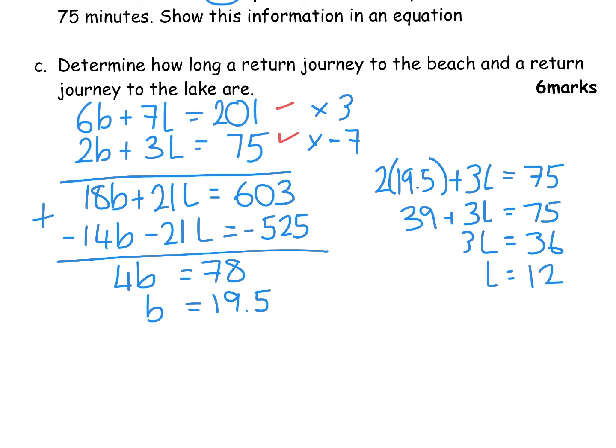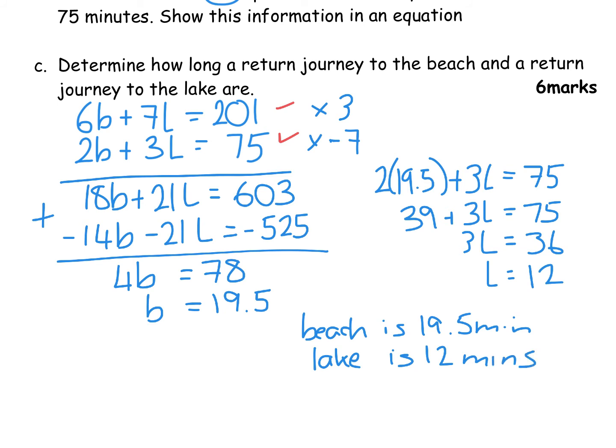Okay, I'm going to double check my answer. So with my calculator, I'm going to substitute back into the top equation. I'm checking that 6 times 19.5 plus 7 times 12 should come out as 201, which it does. So I've just done a wee check in my calculator using the equation I didn't use to check that they are the right answers. They work for both equations. The last thing to do is conclude your question. So a beach journey is 19.5 minutes. And a lake journey is 12 minutes.